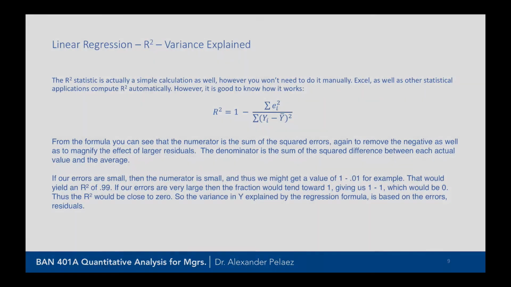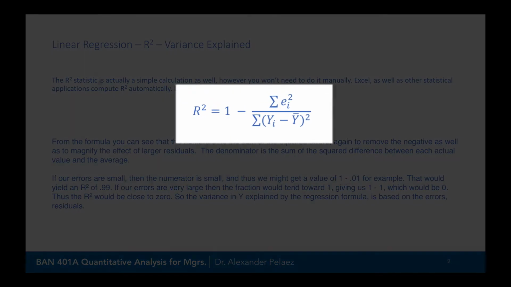Now, this statistic is actually a fairly simple calculation, but again, we will not need to do this manually. Excel does this for us automatically. But suffice to say that the calculation is the r squared is equal to 1 minus the sum of the errors squared over the sum of each individual response minus the mean of the responses squared.